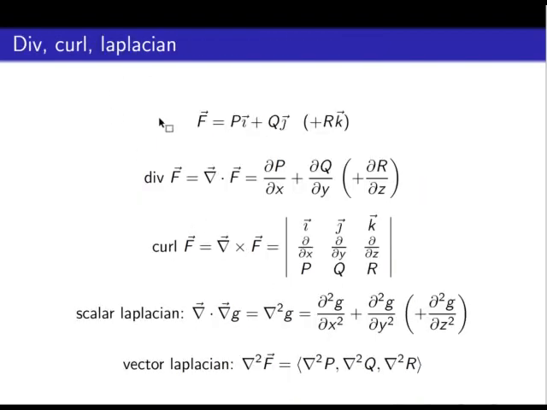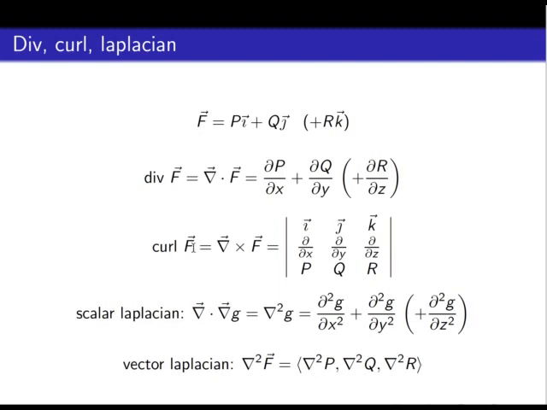Div, curl, and Laplacian. Now that we're talking about curl here, it makes sense to talk about this. If I write F as p i plus q j, and if it's in 3 dimensions plus r k, so that's what the parentheses is. That is, in 3 dimensions, I'd have to have this as well. But in 2 dimensions, I wouldn't have this. Then div of F, divergence, is del dot F, the partial derivative of p with respect to x plus partial derivative of q with respect to y. And if it's 3-dimensional, plus partial derivative of r with respect to z. Notice that this is a scalar.